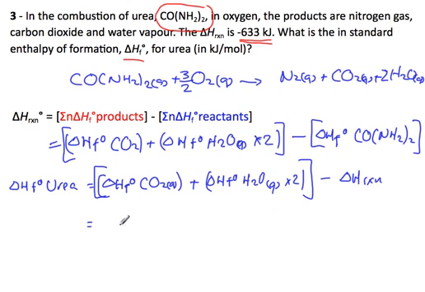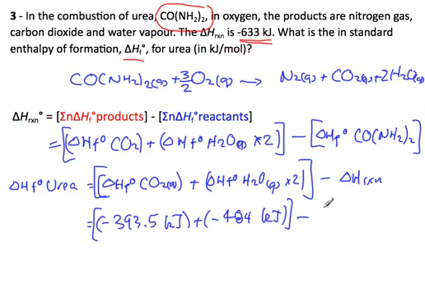And so now I can go ahead and do a substitution. It's negative 393.5 kilojoules plus negative 484 kilojoules. That's the delta HF naught of water vapor, which is 242 times 2, minus the enthalpy of reaction, negative 633 kilojoules.